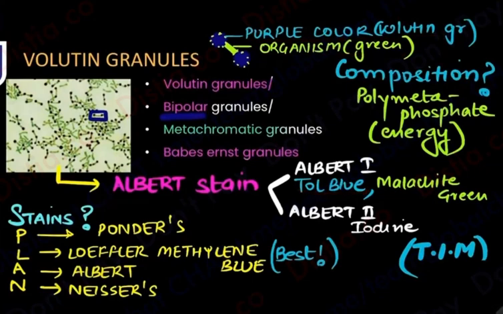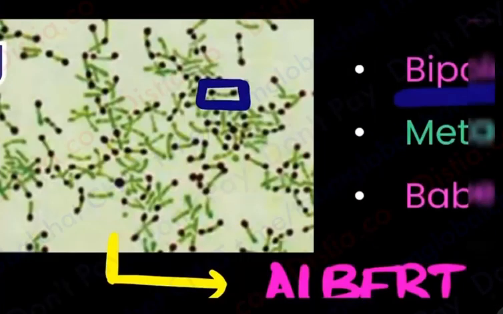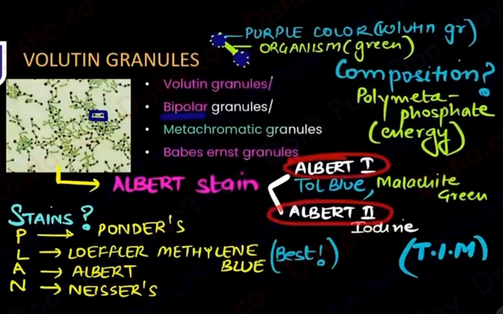Abhi ke liye jaldi se revision. Volutin, Babes Ernst, bipolar, metachromatic. Same thing. They are nothing but energy polymetaphosphate. Stains: Loeffler methylene blue is best. Picture jo diya hai, that is going to be of Albert. Under Albert, I can see the organism has come out green in color and the granules have come out purple in color. Why have they come out? There is Albert 1 and Albert 2. If they ask me individually, I will add toluidine blue, iodine, malachite green, TIM mnemonic.